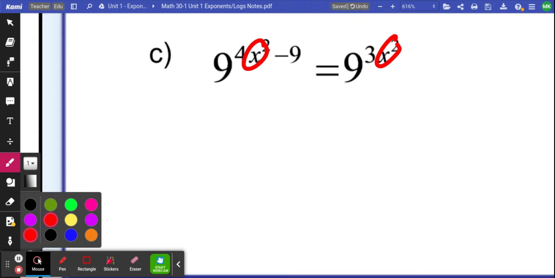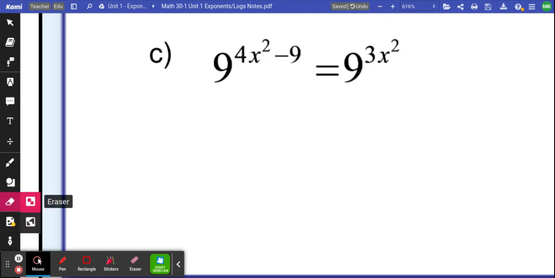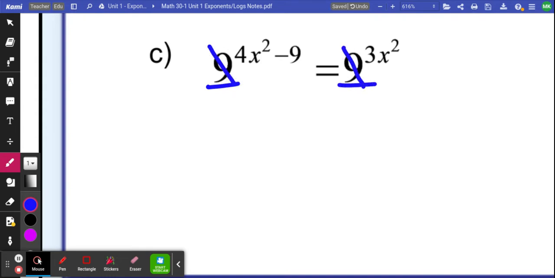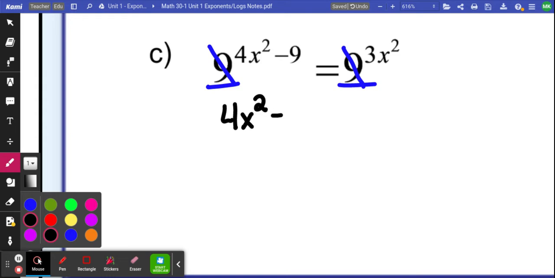That's the first thing I look at. I'm like, okay, if the x is in the exponent, I need to get the same base. Luckily for us, we already have the same base. These things are both 9. That means the bases are now irrelevant, and all I need to make equal is the exponents. I have 4x squared minus 9 equals 3x squared.